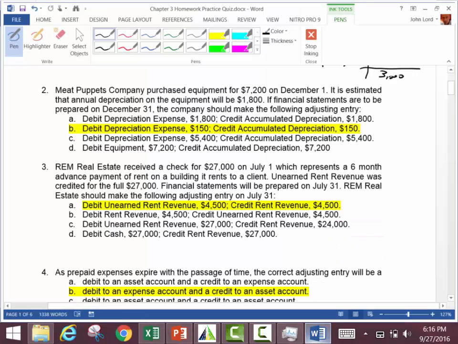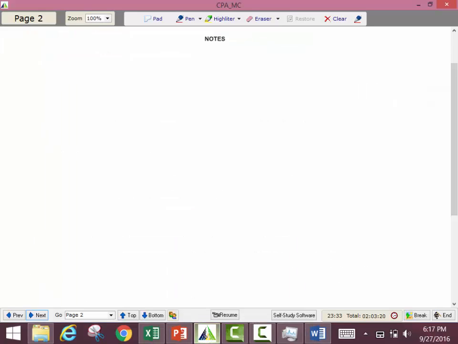Okay. For question number 2, they're telling us that they purchased equipment of 7,200. It is estimated the annual depreciation on the equipment will be 1,800. If the financial statements are prepared on December 31st, that's 1 month after purchase, right? Then what would be the journal entry? But show me how you got that journal entry by hitting that multicolored triangle down there at the bottom. Now you can write how you would have figured that.